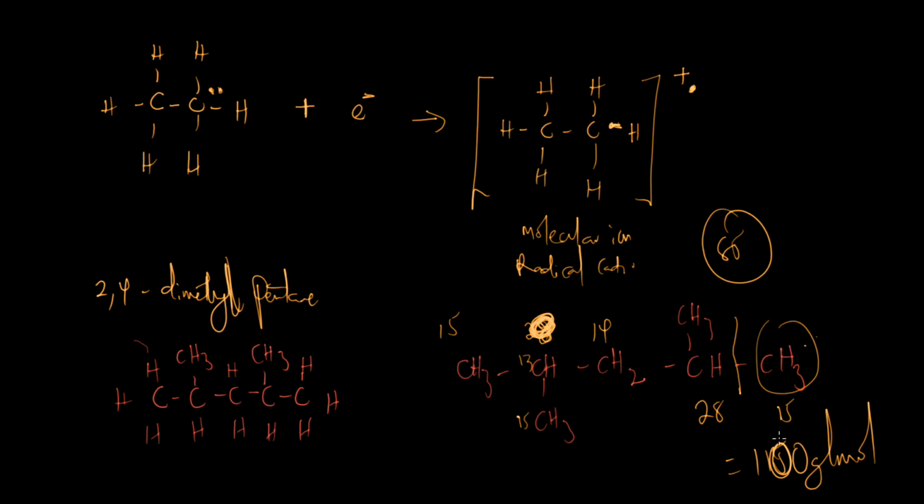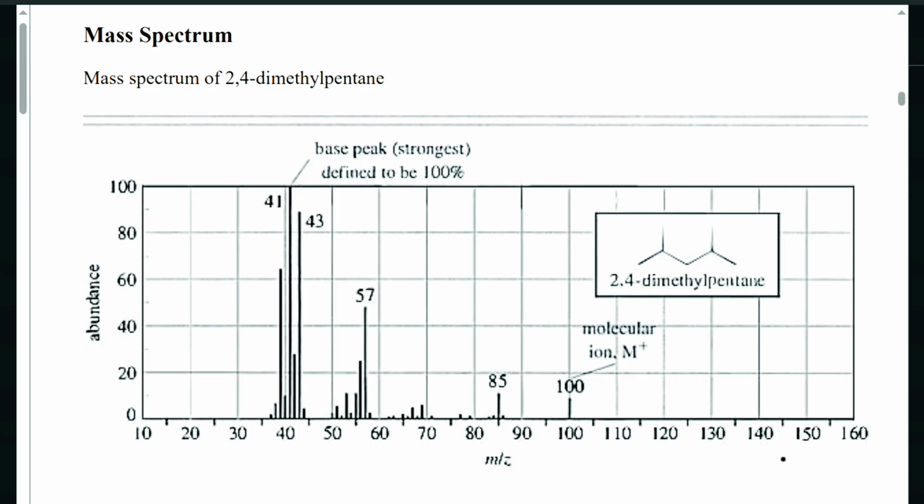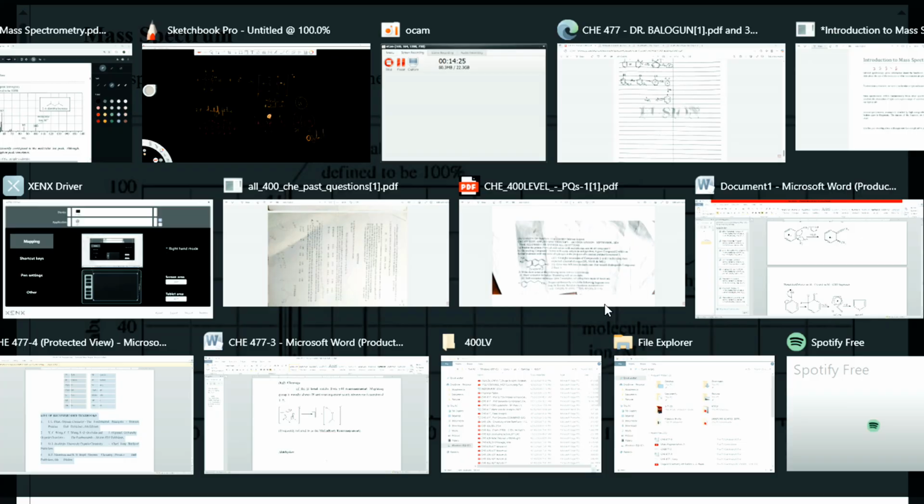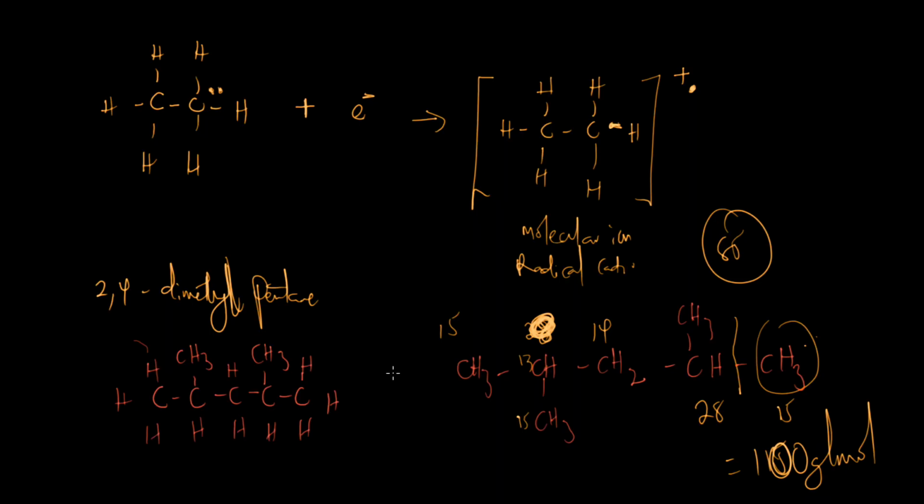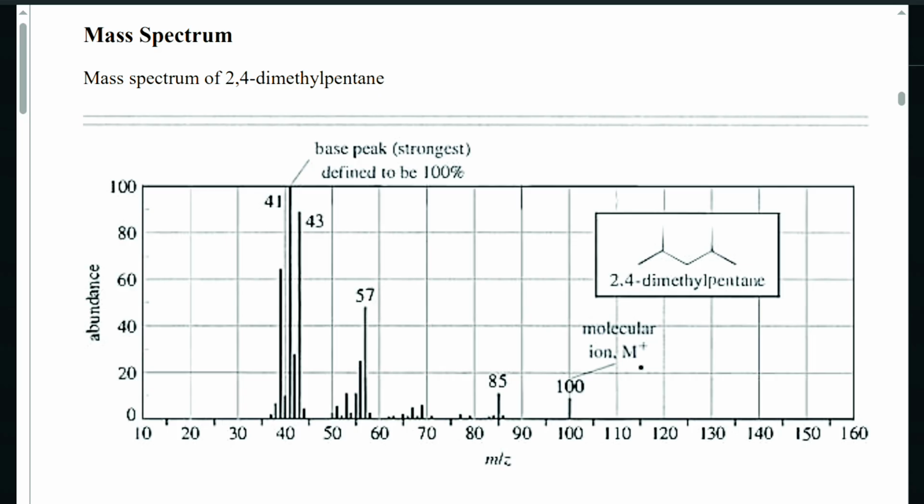So basically the molar mass is 100 gram per mole, right? And that's why we have the molecular ion here, because when you bombard this with high energy electrons, it's going to give you a radical cation, which is plus dot, right? And that's what we see as the 100 gram per mole. It's the same thing as the neutral molecule in terms of mass.